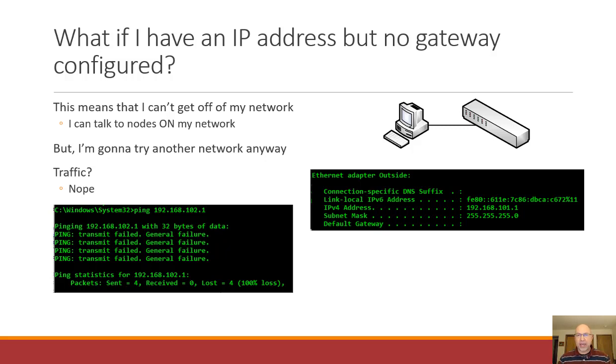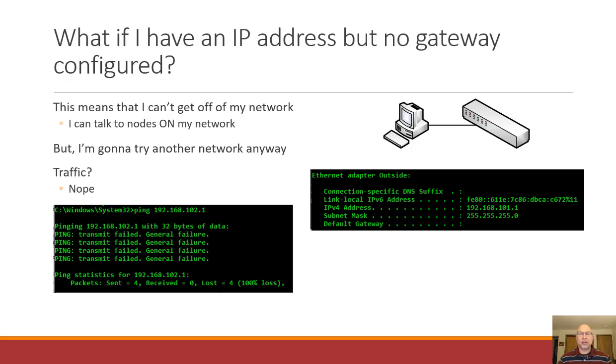But what if I try anyway? In this case, I've got the topology very, very similar to the one that we looked at earlier. You've got a host, but this time with an IP address connected to a switch. And if you did IP config, you would see what's underneath that topology there. So we go ahead and try to ping a node that's not on our network. Remember that pinging nodes on our network would be just fine. And we get ping transmit failed.